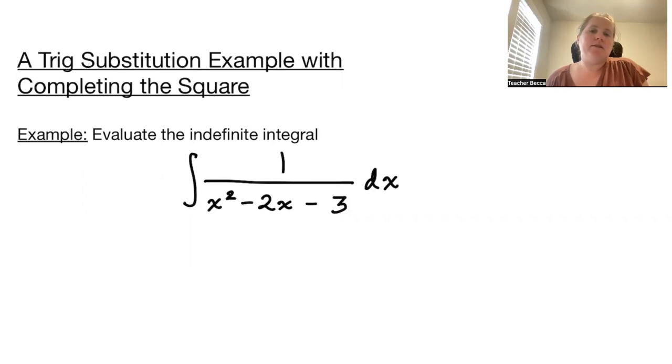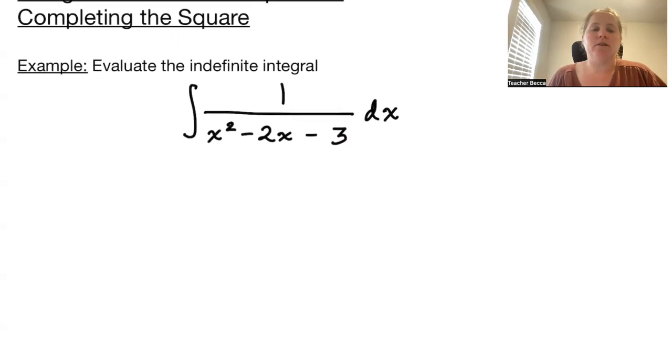Welcome to a trig substitution example with completing the square. So in this example, our job is to evaluate the indefinite integral, that is the integral of 1 over x squared minus 2x minus 3 dx. So we are going to start off with completing the square.